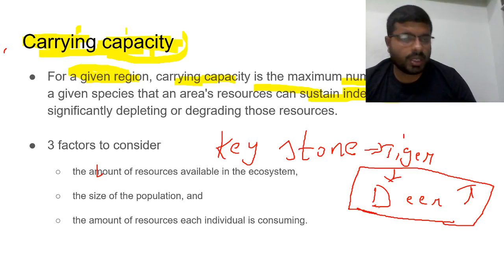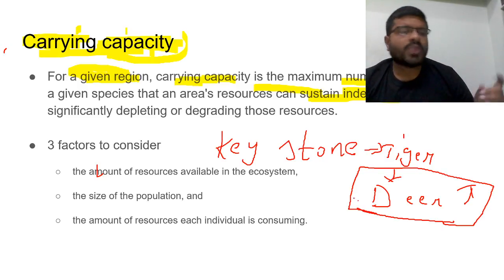As the deer population has increased, the carrying capacity of that ecosystem has been reduced. There is a limited carrying capacity. As the deer population has increased, the ecosystem's sustainable capacity has been crossed, and because of which degradation of the ecosystem has happened. So whenever you are considering carrying capacity, you have to consider three factors.